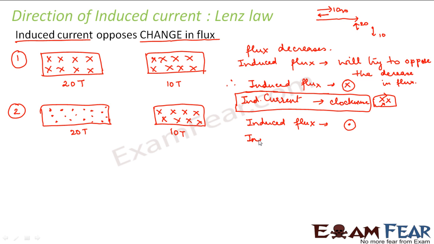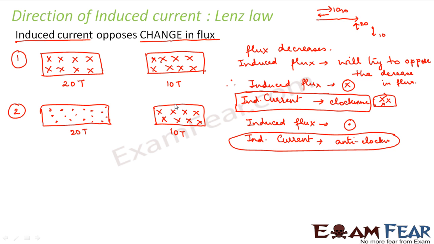So now if the induced flux acts in the upward direction, what would be the direction of your current? The current will be in anti-clockwise direction. So this would be the direction of current, right? Now these two were very simple cases. Now let us look at some other scenarios. Suppose I have a region where you have a downward perpendicular magnetic field.